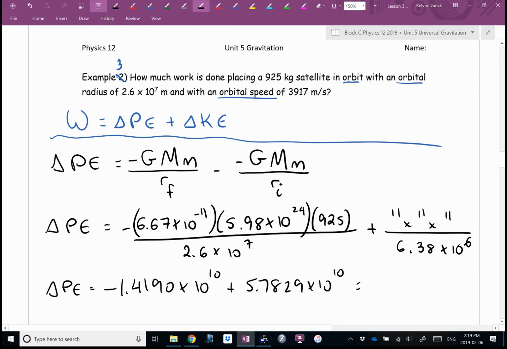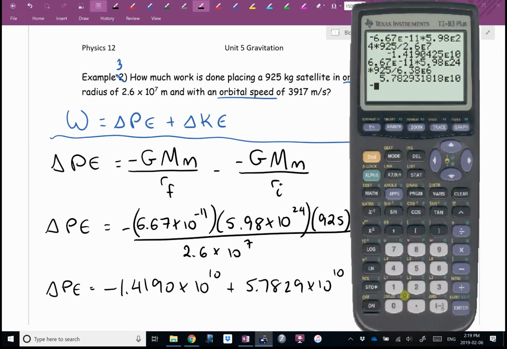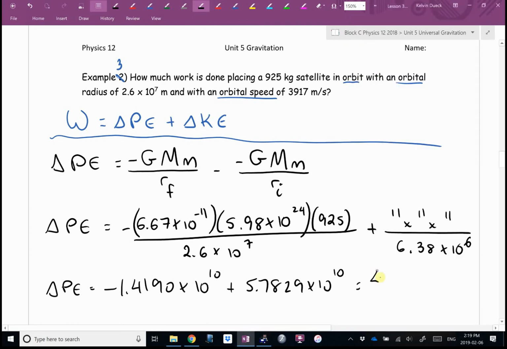So what is the change in potential energy? It's negative 1.419 times 10 to the 10th plus answer button. And I get positive 4.3639 times 10 to the 10th. Anybody else? We may be different on the last few sig figs depending on what you rounded off to, but 4.3639 times 10 to the 10th joules.